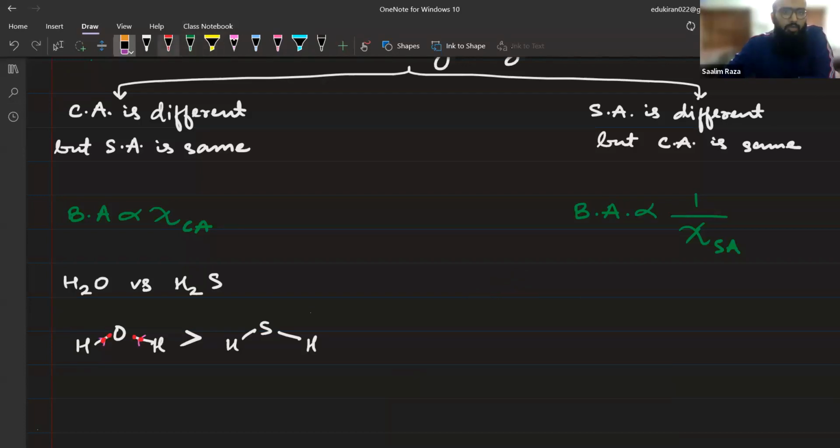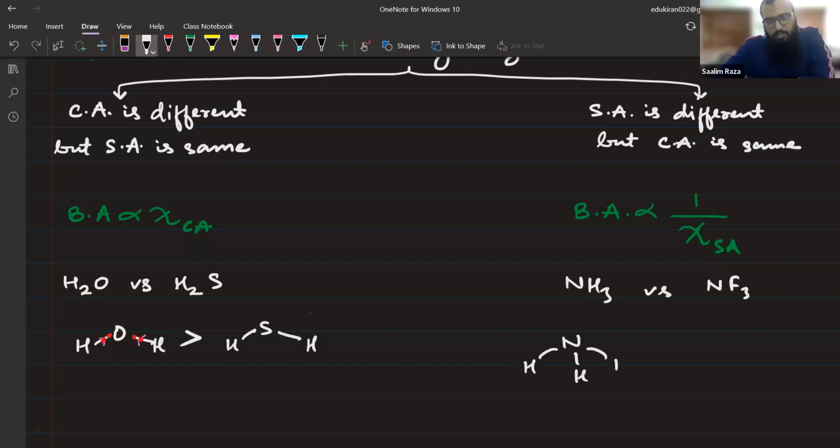It is inversely proportional to the electronegativity of surrounding atom. In this case, you are going to have example of NH3 versus NF3. So in this case, the surrounding atoms are different, but central atom is same. Both of them are having nitrogen itself. So we are going to compare the electronegativity of surrounding atom. जो different होता है उसी को compare करेंगे, ठीक है? So NH3 is like this, and NF3 is like this.